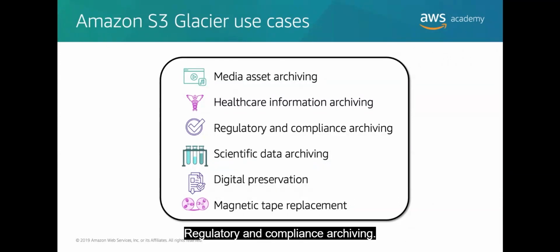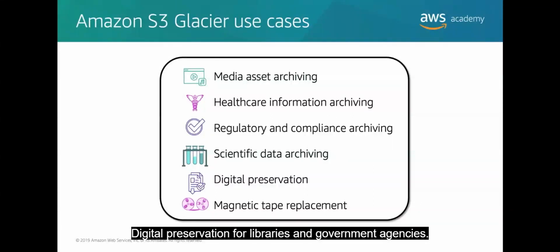Regulatory and compliance archiving. Many enterprises, like those in financial services and healthcare, must retain regulatory and compliance archives for extended durations. Amazon S3 Glacier Vault Lock can help you set compliance controls so you can work towards meeting your compliance objectives. Scientific data archiving. Research organizations generate, analyze, and archive large amounts of data.